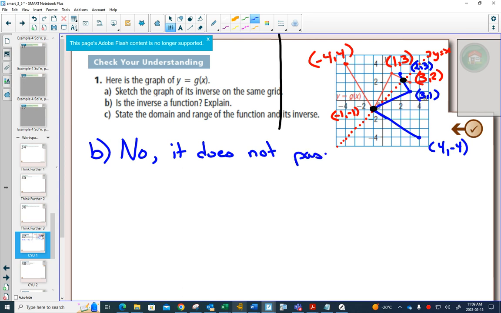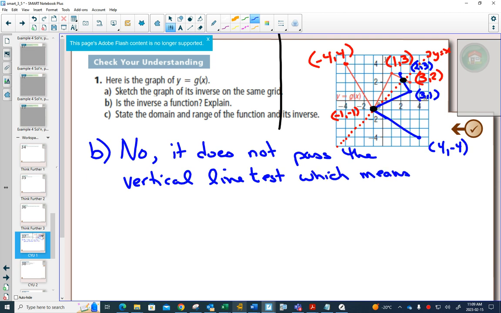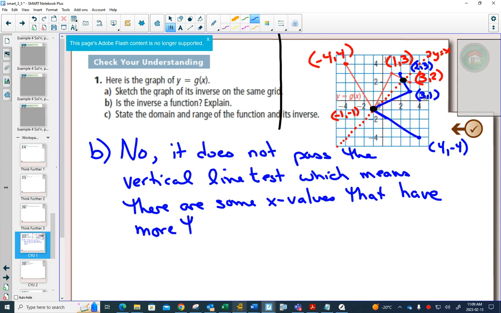it does not pass the vertical line test. Which means there are some x values that have more than one y value.